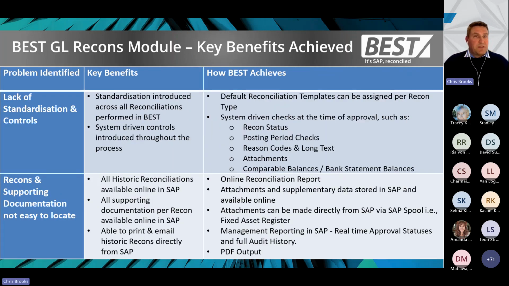Just continuing with those key benefits achieved. A problem noted was a lack of standardization and controls. So the benefit achieved was that standardization was introduced across all reconciliations performed in BEST, and system-driven controls were introduced throughout the process, which gave a base level of control within the process. And how we achieve this is, we have reconciliation templates that we can create that are assigned per recon type, so we can start creating a common view across the business for specific recons.